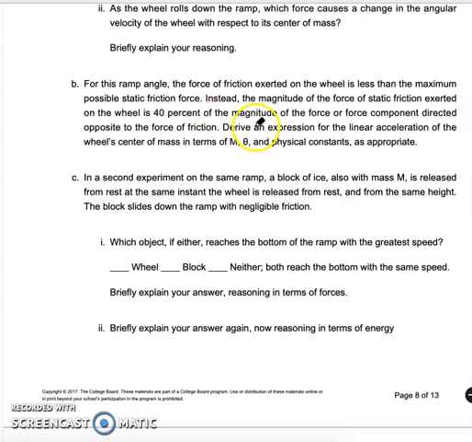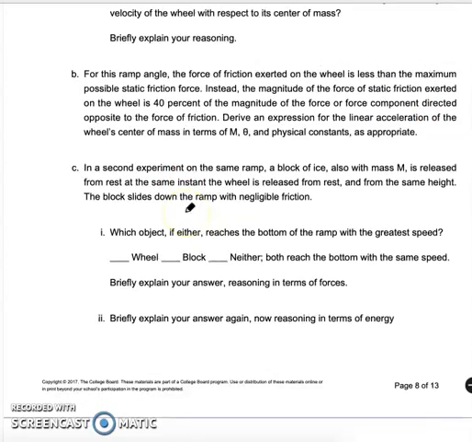Okay, so B is a little bit wordy and it's easy to get confused before you start. It's actually not a hard derivation, but you got to be careful about the friction. So it says the maximum force of static friction is a percentage of the maximum, and this is key, 40% of the magnitude of the force or force component directed opposite the force of friction. Okay, what the heck are they talking about there?